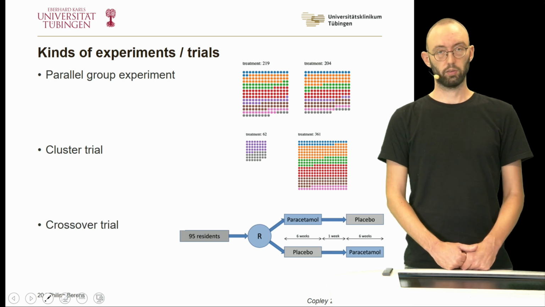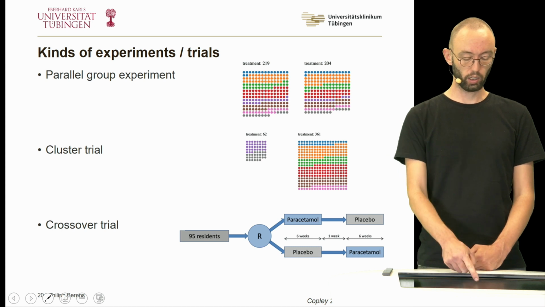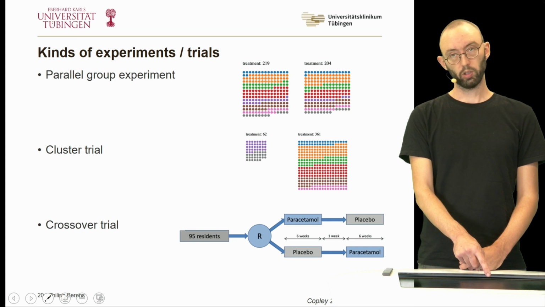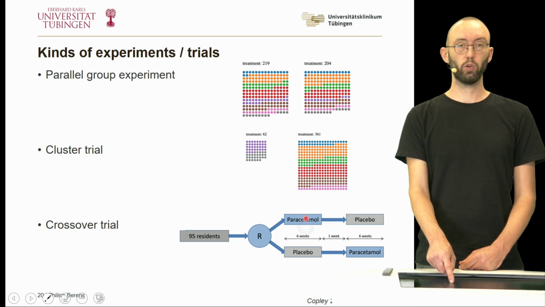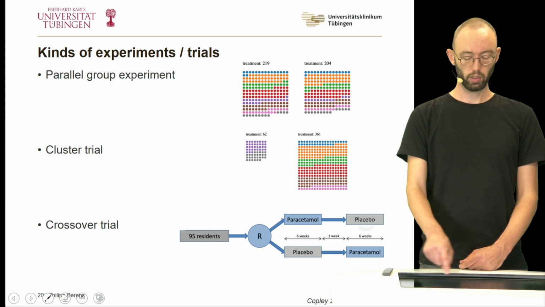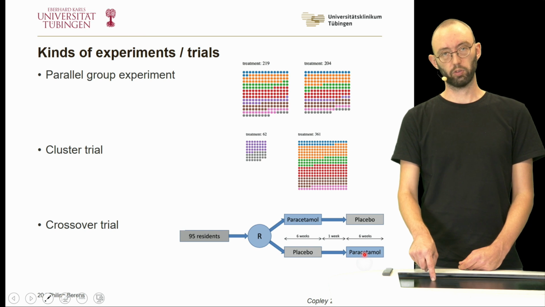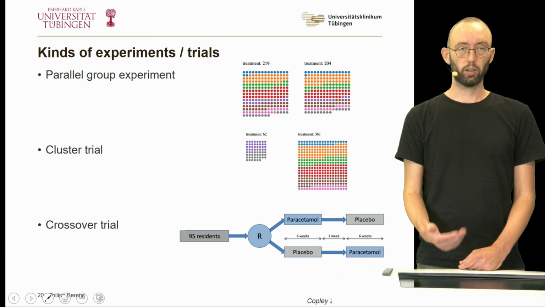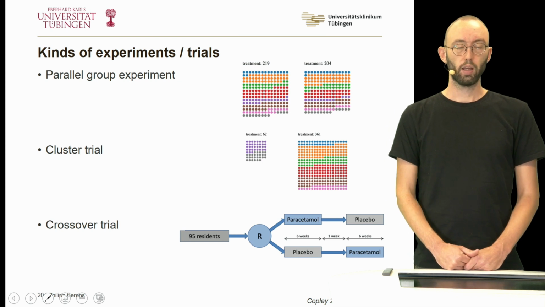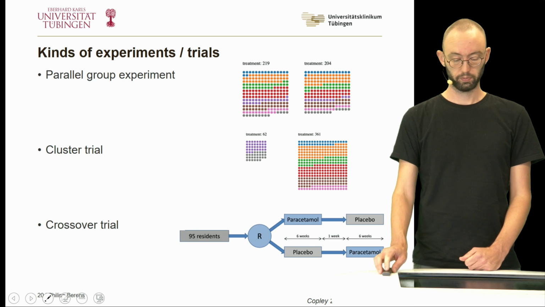Finally, there's a crossover trial where you have a number of people, and about half of them belong to the group that first gets a certain treatment regime and then the placebo or another treatment, while the other half gets first the placebo and then the other treatment regime. And where appropriate and ethically fine, this can be actually a very powerful way to set up a clinical study.